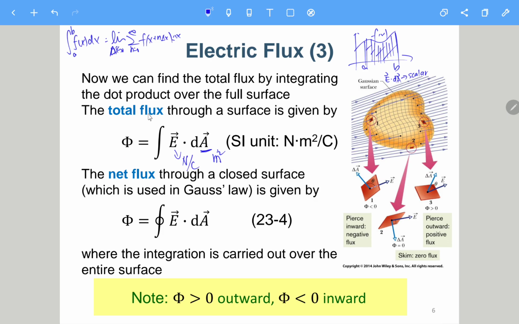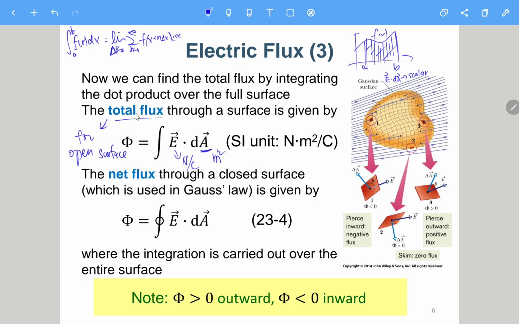Okay, for the total flux, it does not necessarily have to be a closed surface. It can be an open surface. It can be defined for an open surface. For an open surface, we call it total flux. Maybe it can just be a rectangle or whatever.